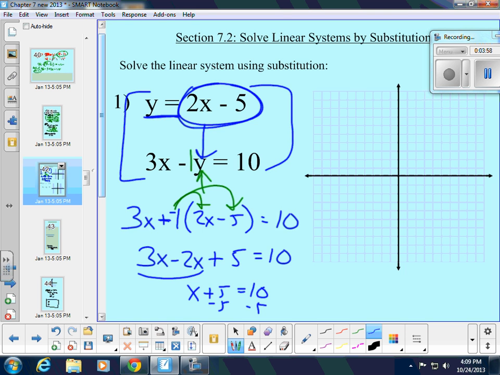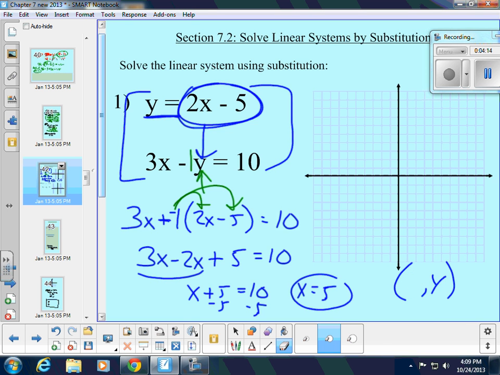Subtract 5 from each side, and I'm going to get x equals 5 in this case. Again, the problem's not over. Just a reminder from the first part of the lesson. The problem's not over. Now I've just got one of the coordinates. I've got one of my coordinates for my ordered pair. I've got the x, so that's 5. And now I'm going to go about and try to find out what y is.